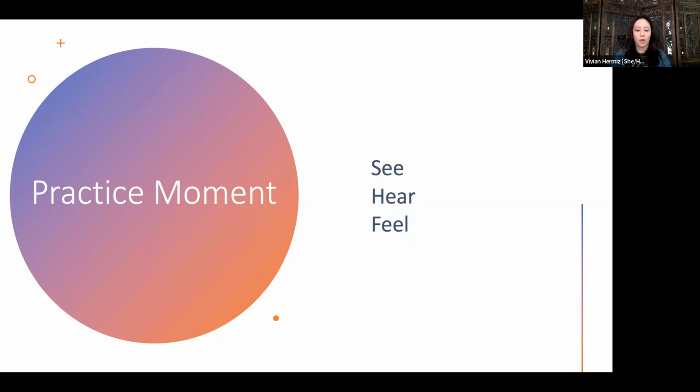And the mind might wander, might go to the sounds, physical sensations. See if you can just stay with the visual field, looking in. What do you see?